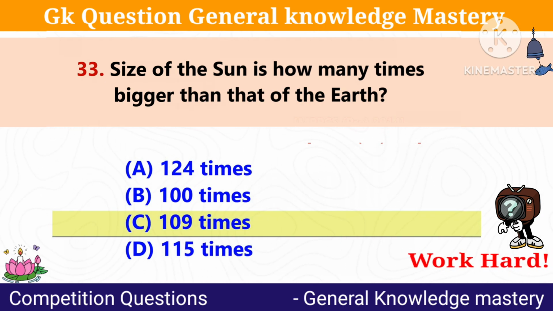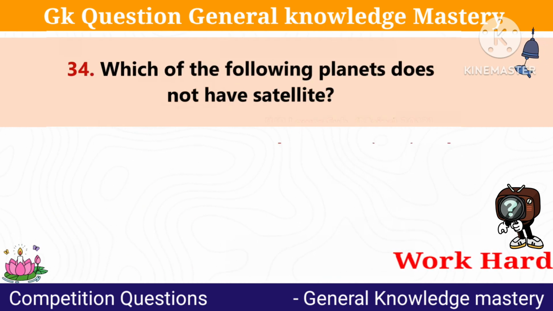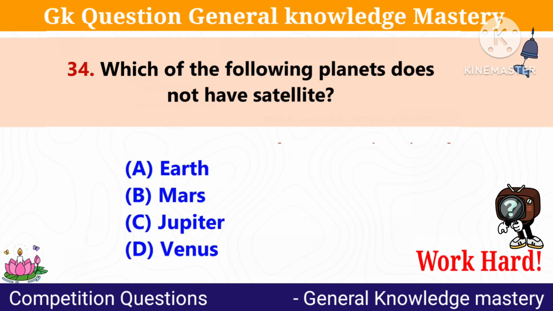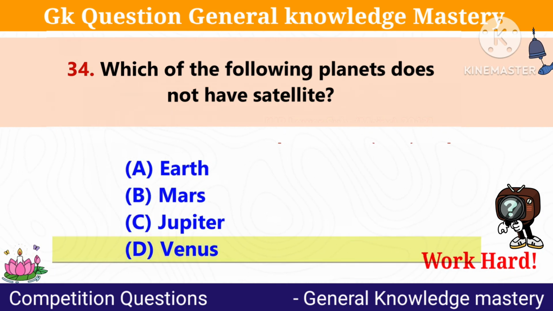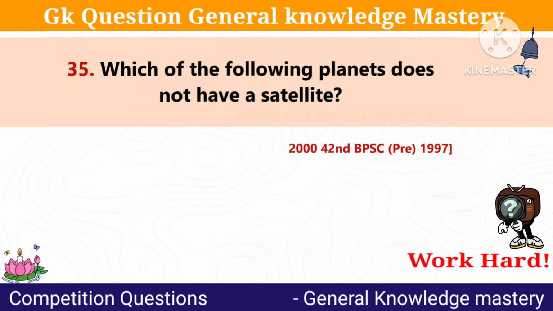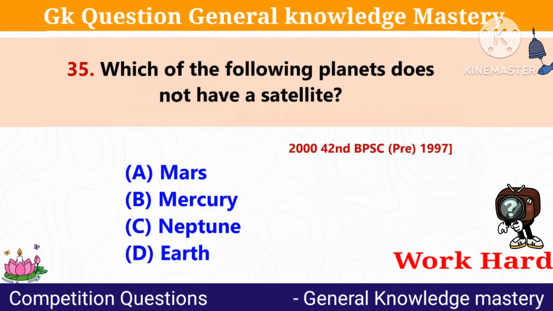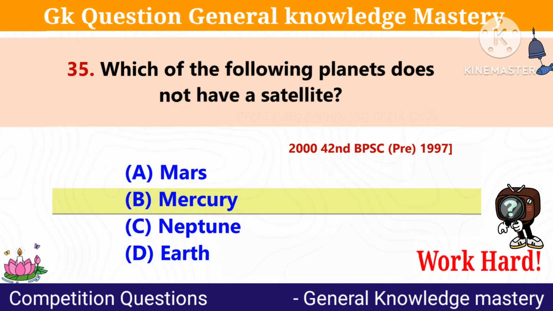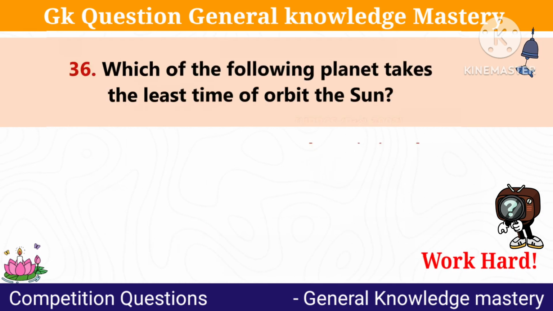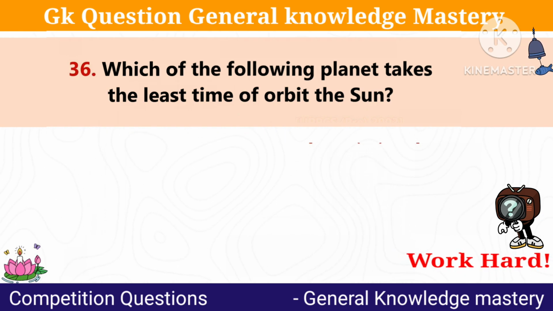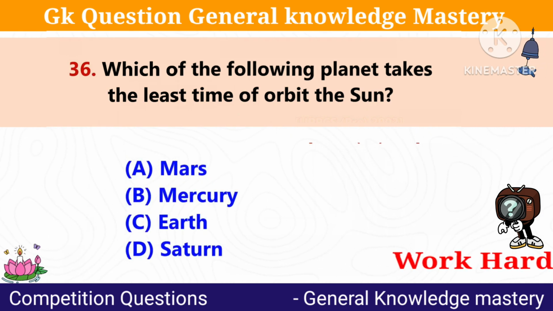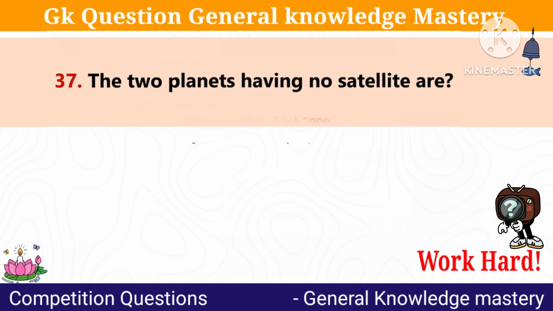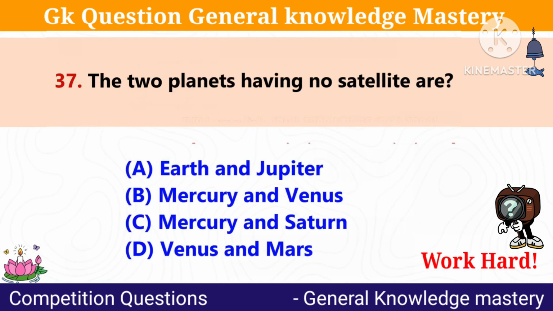Answer: 109 times. Which one of the following planets does not have a satellite? Answer: Venus. Which of the following planets does not have a satellite? Answer: Mercury. Which one of the following planets takes the least time on the orbit of the Sun? Answer: Mercury.